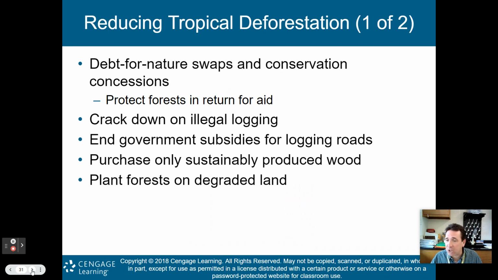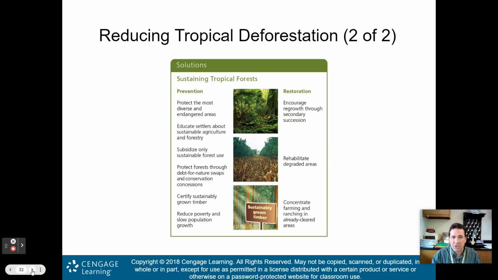Ways to reduce tropical deforestation, right? Debt for nature swaps and conservation concessions: protect forests in return for aid. That's kind of what I just said. Maybe we need to give Indonesia some money not to cut down their forests and to help their citizens become more affluent. Crack down on illegal logging. End government subsidies for logging roads. That, again, is the first stage of fragmenting your forest. Purchase only sustainably produced wood, like we just talked about. Put a seal on it that says that. And again, plant your forest on land that has already been degraded.